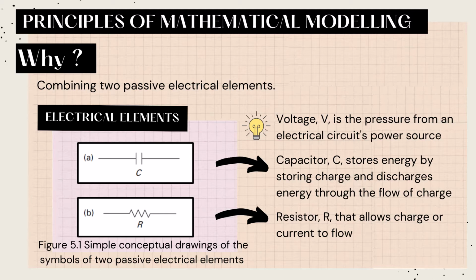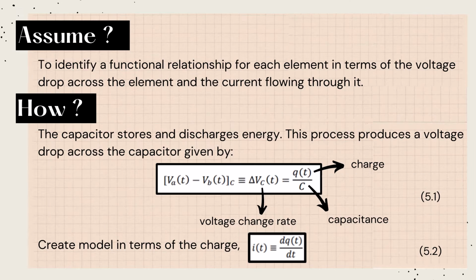A capacitor stores energy by storing charge and discharges energy through the flow of charge, while a resistor allows charge or current to flow. Then, what we can assume is we need to identify a functional relationship for each element in terms of the voltage drop across the element and the current flowing through it. How? The capacitor stores and discharges energy.